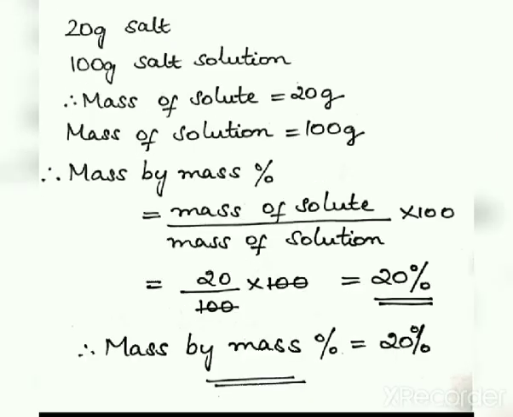What informations do you get from the question? 20 gram salt and 100 gram salt solution. So mass of the solute is equal to 20 gram. Mass of solution is equal to 100 gram. Therefore, mass by mass percentage is equal to mass of the solute by mass of the solution into 100. It is equal to 20 divided by 100 into 100, which is equal to 20%. Therefore, mass by mass percentage is equal to 20%.